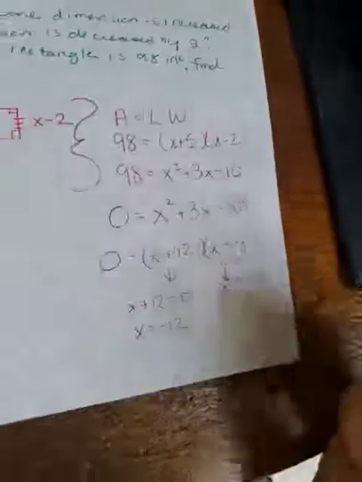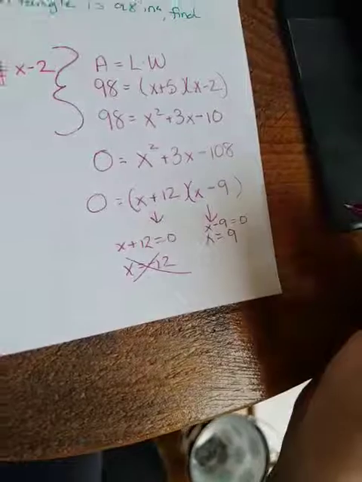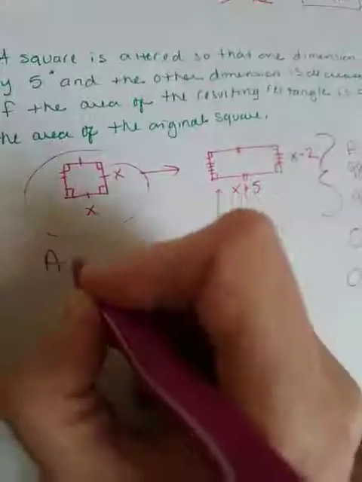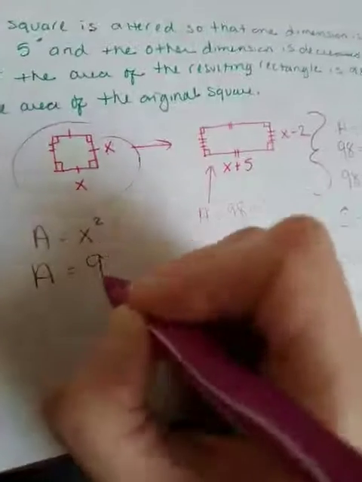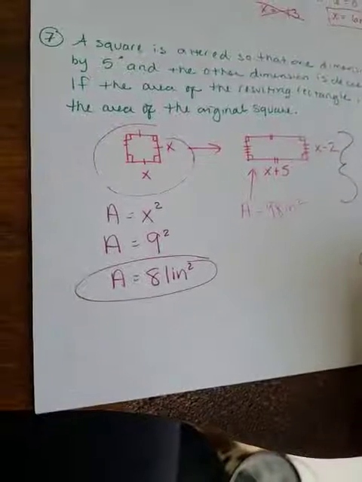Again, we're talking about a word problem. We can't have a negative dimension, so negative 12 will get thrown out. We just found that X is 9, but let's go back and make sure we answer the question. It said find the area of the original square. So here's your original square. We know to find the area of a square, it's side squared, or in our case, X squared. We found that X was 9, so we are squaring 9. Our answer is 81 inches squared. So that's your actual answer to the problem.